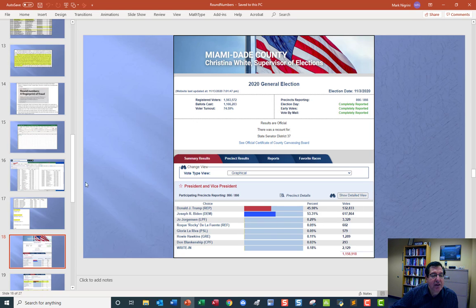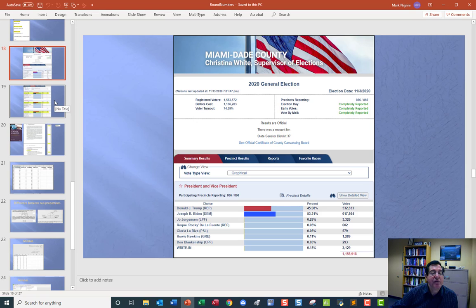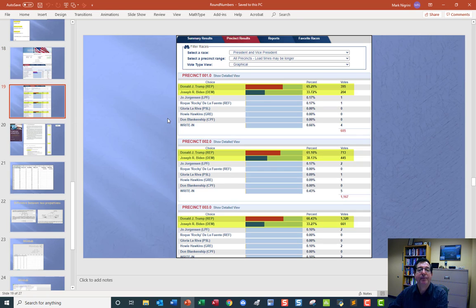Let's go and have a look and see how many round numbers there are in the counts of the various precincts. They have over 800 precincts, and here we go, precinct number 1, 2, 3. These are the vote counts for Mr. Trump and Mr. Biden, and indeed we can see over here that we have one number that is a multiple of 10, and we have five numbers that are 3 digits long, and none of them are multiples of 10.